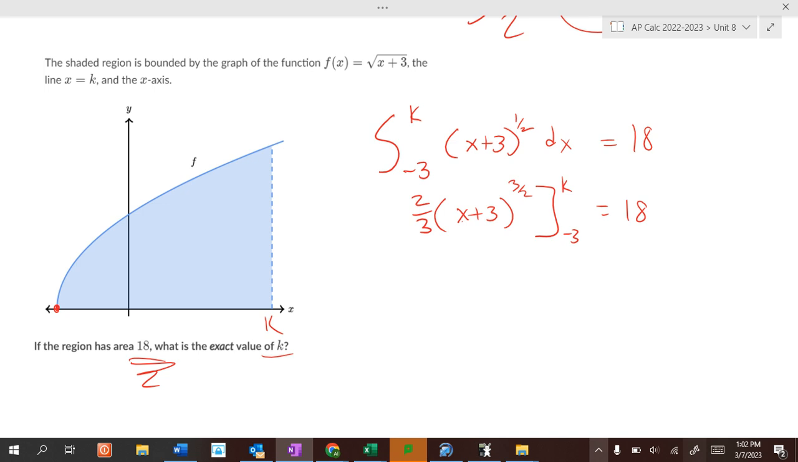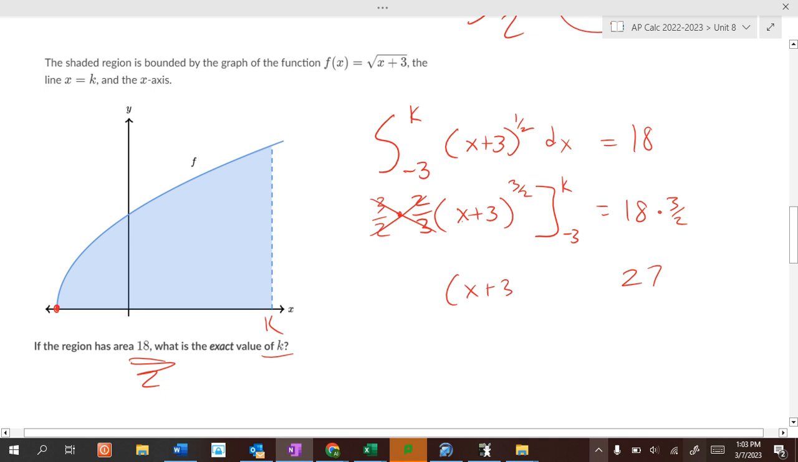So, how can I solve this? Because this looks really complicated. You can separate it out and plug in 3. So, how about we multiply both sides of the equation by 3/2? Okay, if we do that, this becomes 9 times 3, which is 27. So (x plus 3) to the 3/2 power from k to -3 should equal 27. What else could I do to make this simpler?